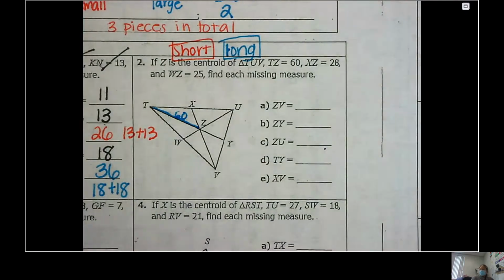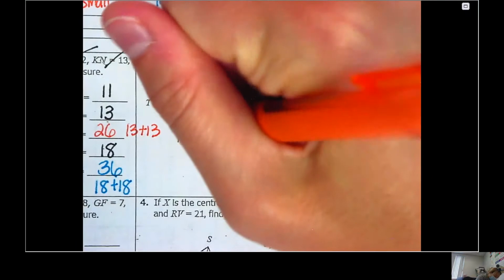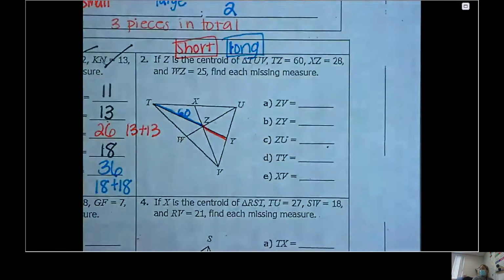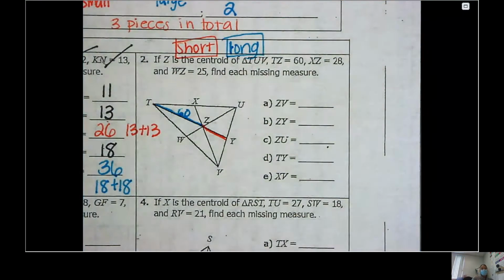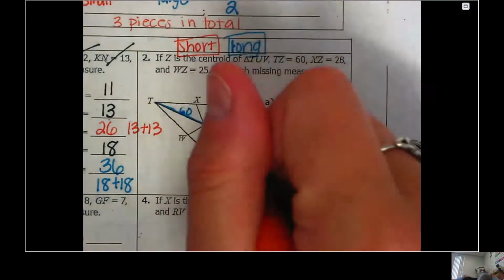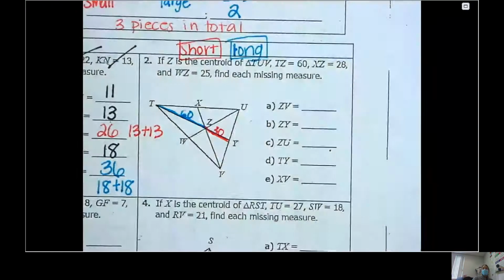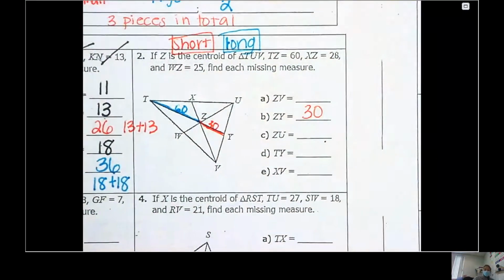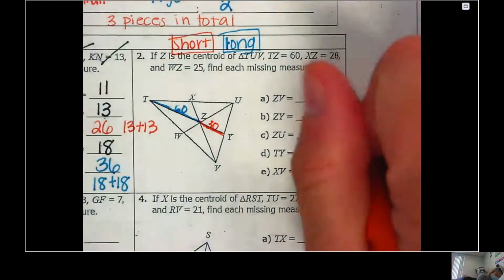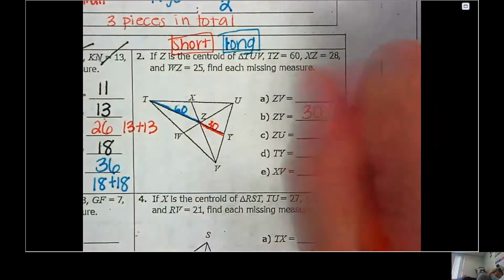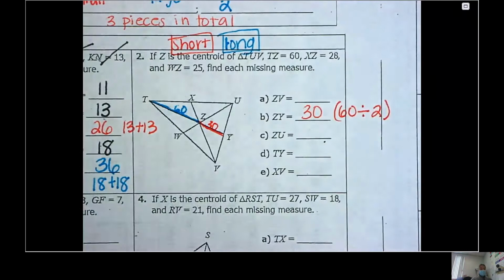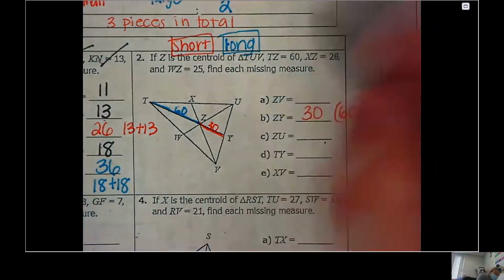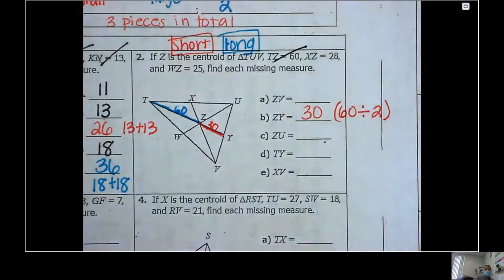So how do I figure out what the short piece is that goes along with it? What would I have to do to that 60? Divide it by 2. What is 60 divided by 2? 30. So you've just figured out ZY is 30. ZY is the short one, right? So you did 60 divided by 2. That's what I did. Okay. I've used this first one, so I'm going to cross it off.